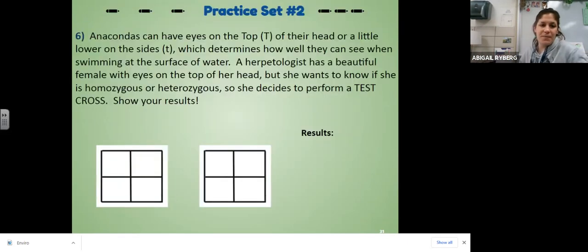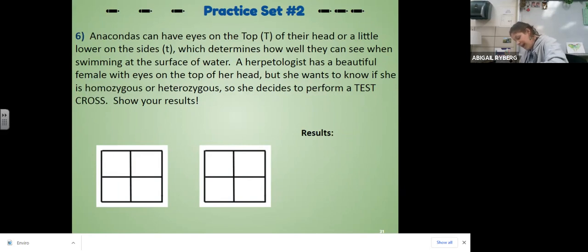All right, last one. Anacondas can have eyes on the top of their head or a little lower on the sides, which is recessive, which determines how well they can see when swimming at the surface of the water. A herpetologist has a beautiful female with eyes on the top of her head, but she wants to know if she's homozygous or heterozygous. So she decides to perform a test cross. Show your results. Okay, so I'm going to try to fit my two crosses here.